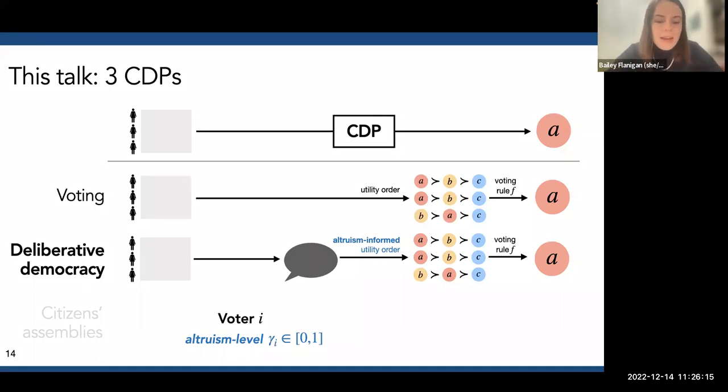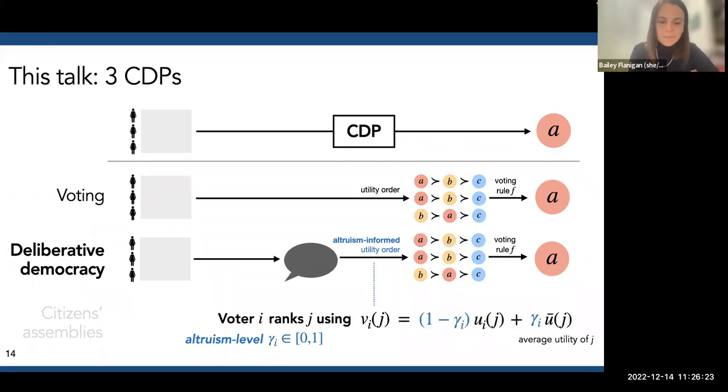So we say that voter i has some altruism level, gamma_i, which is in [0, 1]. The higher that gamma is, the more altruistic they are. And instead of ranking in terms of their utilities, they're going to use their altruism-informed utility, which is this v value here. v_i(j) is their value for alternative j. It's a convex combination of their own utility and the average utility of the alternative. And this convex combination is weighted by their level of altruism.